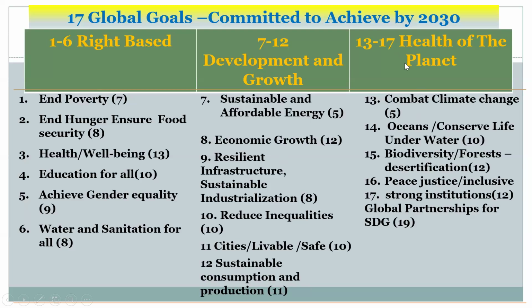Health of the planet is goals 13 to 17: combat climate change, health of the ocean, conserve life underwater, biodiversity, protect forests, stop deforestation, peace, justice, an inclusive approach, and strong institutions. We need to build strong institutions to incorporate these goals and implement them and achieve the targets.